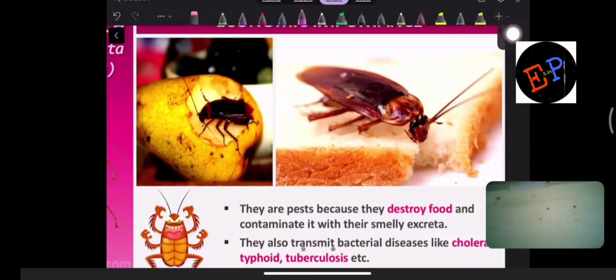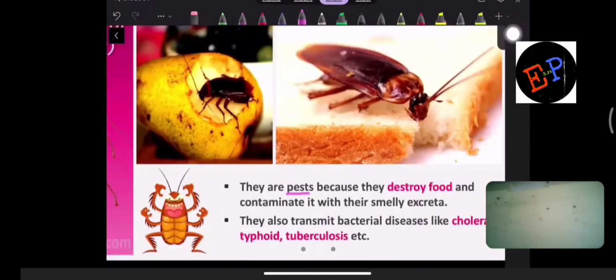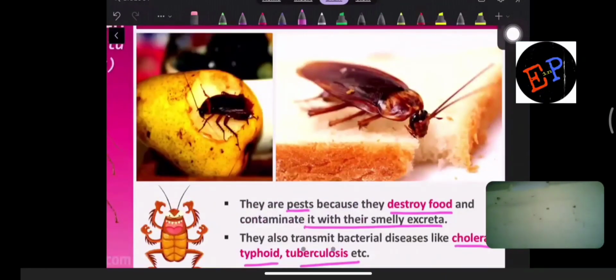That's it. So they are pests. Which one are we studying? We are studying economic importance. Clear, ma? So they are pests because they destroy food and contaminate it with their smelly excreta. Okay, ma? So once cockroaches roam over the food material, it will become very smelly because of the release of this excreta. Clear, ma? They also transmit bacterial diseases like cholera, typhoid, as well as tuberculosis. Okay, so that's it. That is about cockroach, ma.